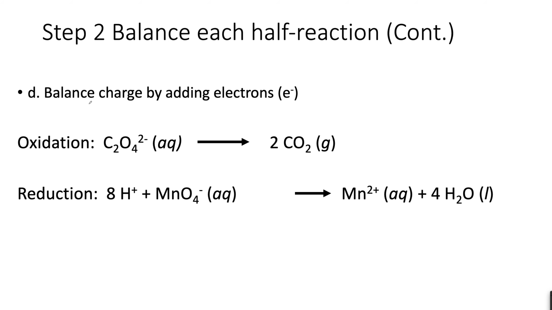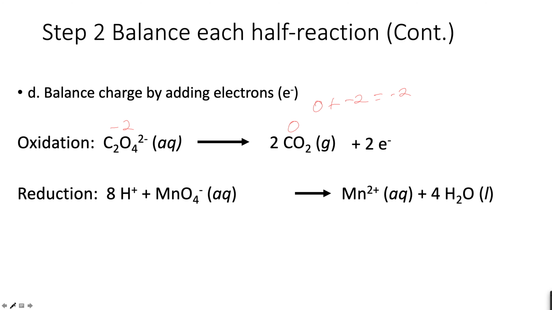Okay, part D says to balance charge by adding electrons. This molecule over here has a net charge of -2, whereas our carbon dioxide has 0 because it's neutral. To balance this -2, we must add 2 electrons because electrons are negatively charged. Basically what we're saying is 0 plus -2 equals -2.